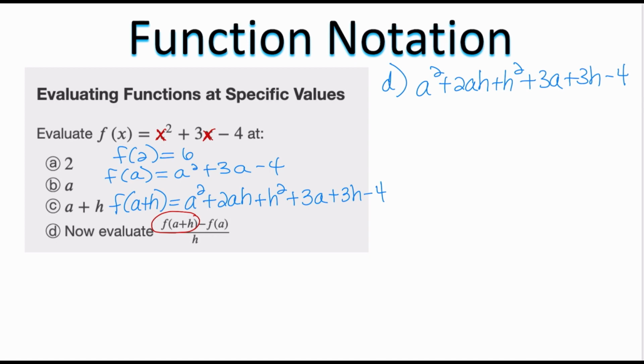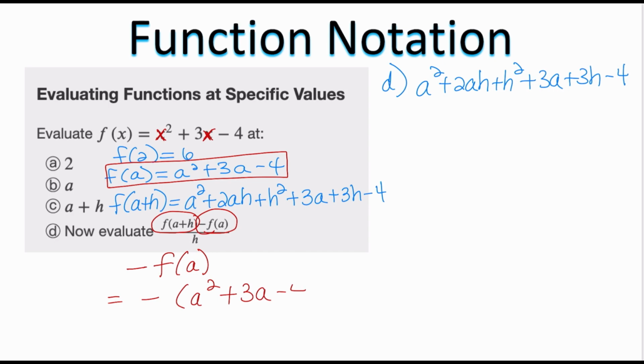Then it says that it wants me to subtract f of a. So f of a is right here. We found this previously in part B. Because of the minus, I'm going to have to change all of the signs for f of a. So that means minus f of a, which means minus (a squared plus 3a minus 4), which is negative a squared, negative 3a, and positive 4 if you distribute that minus. So I'm going to go ahead and write those down where I wrote down part D in blue.